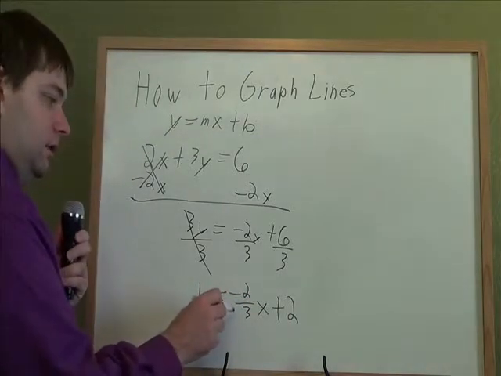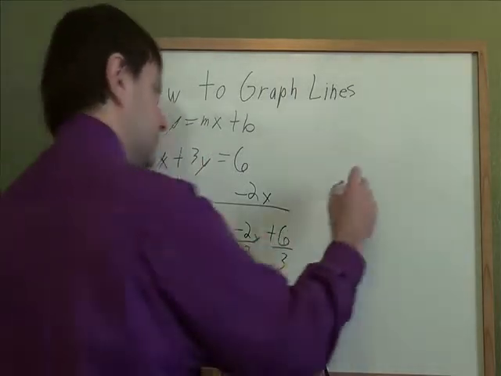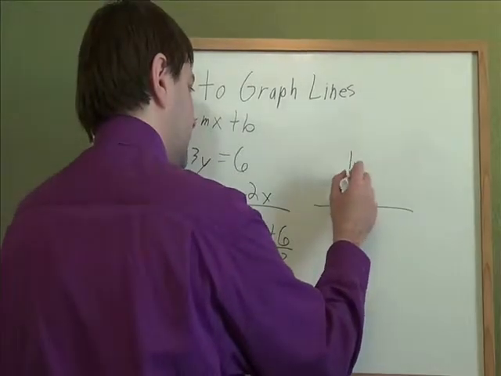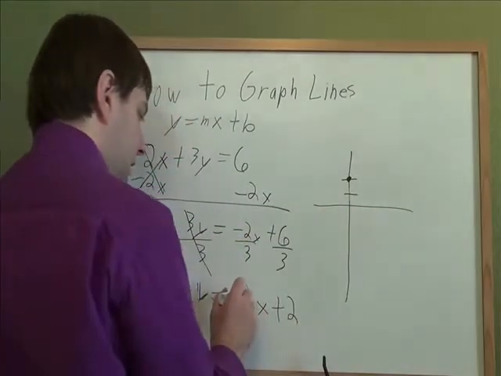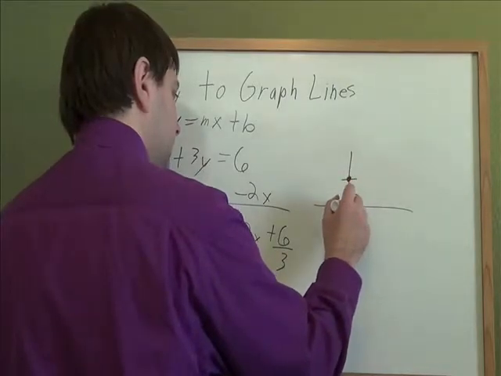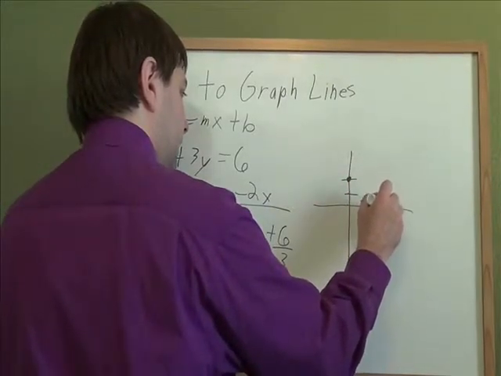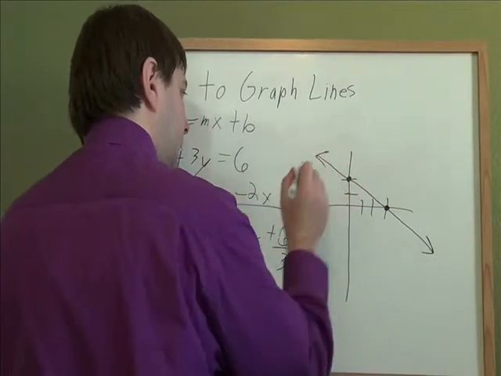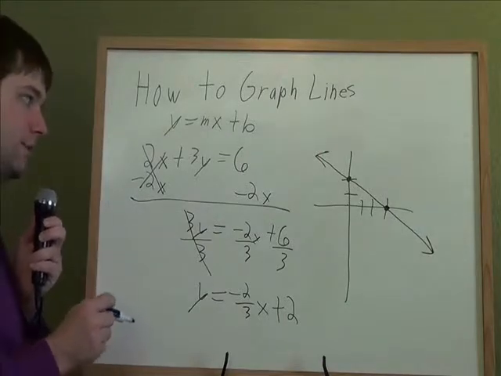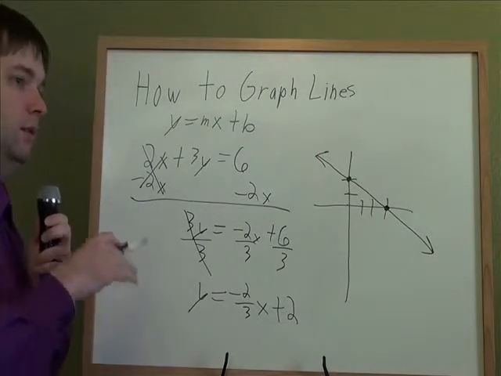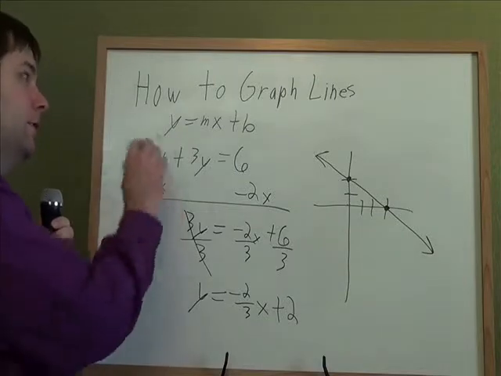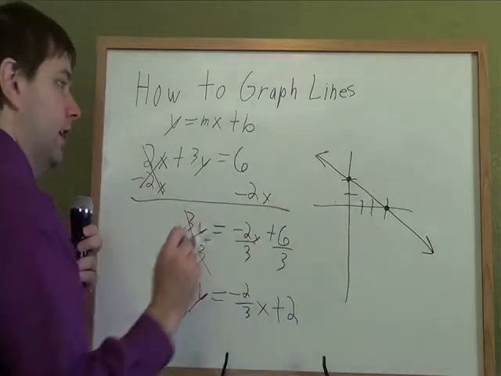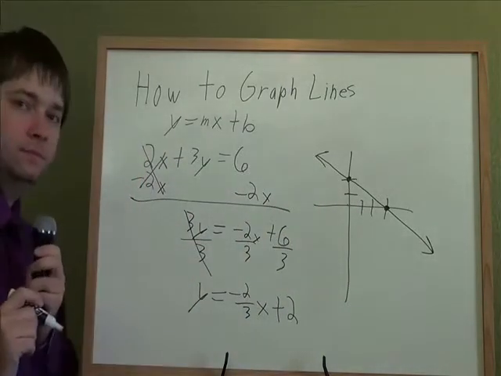And now this looks a lot like all the other ones we've been graphing. Plus 2 means you go up 2 from the center to get your first point. Minus 2/3 means you then go down 2 and to the right 3 to get the second point. And that is that line. This will come up a lot when you graph lines. They give you a couple easy ones with y by itself, and then you do a lot of these problems where you have to do the algebra taking y by itself and then go ahead and graph them. So you'll see a lot of problems like this.